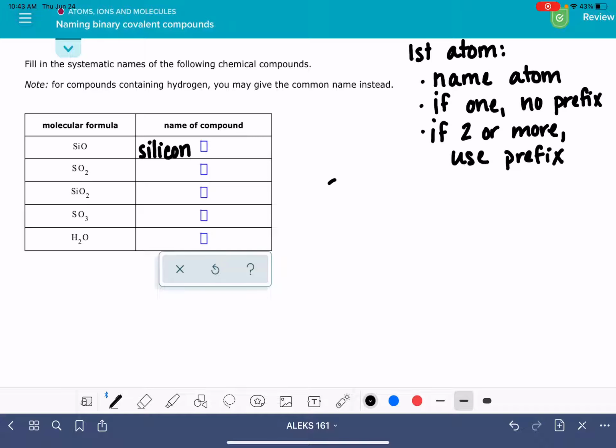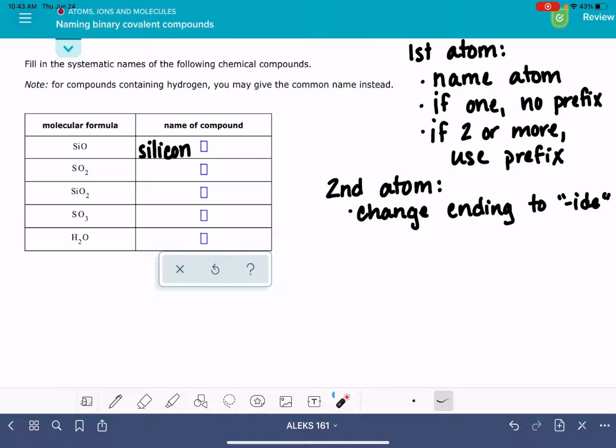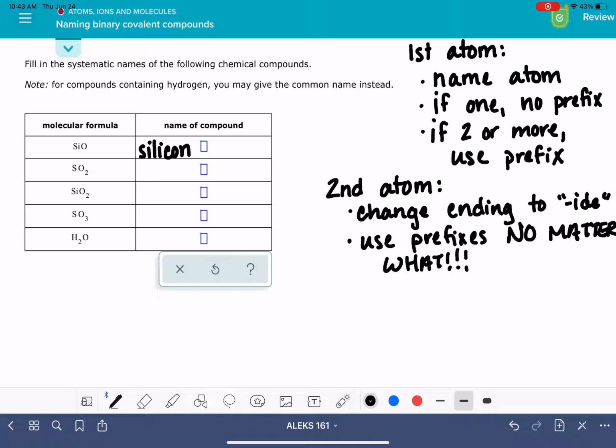For the second atom, there's more stuff that we have to do. First of all, we can't just name the atom. We have to change the ending of the atom to "ide," just like we would do if it was an anion. So instead of calling this oxygen, we are going to call it oxide. And then also, we are going to use the prefixes to indicate the quantity no matter what. So no matter how many we have, even if it's only one, you have to use prefixes. If there's only one, the prefix for one is mono. So this is going to be mono, and you probably think it's going to be monoxide, but look at those double O's back to back, looks super weird. So when mono is up against an element like oxygen that also starts with an O, we drop out one of those O's just to make it less awkward. So this is silicon monoxide.